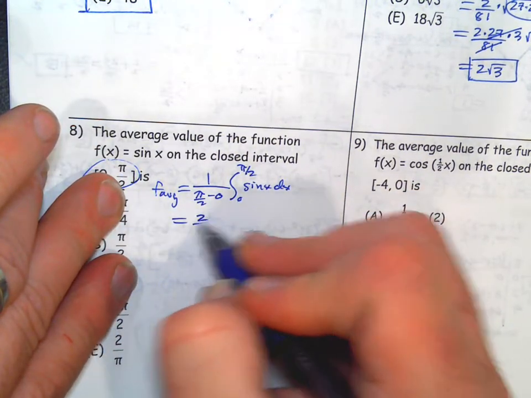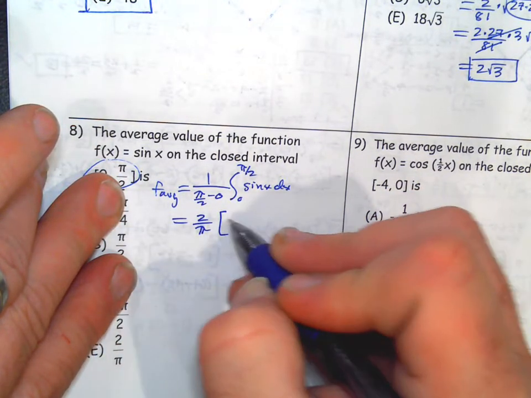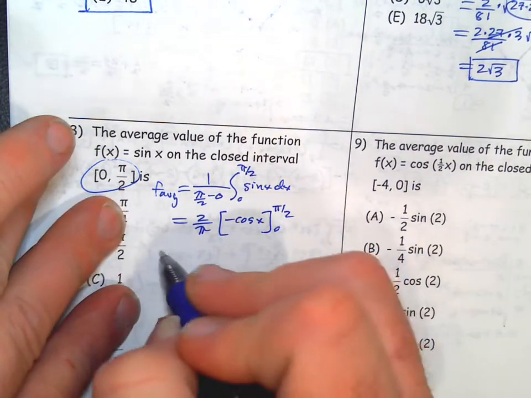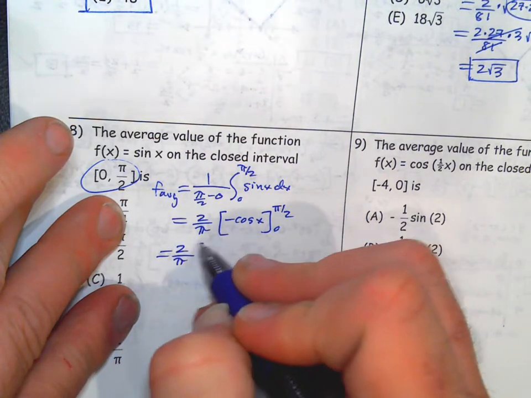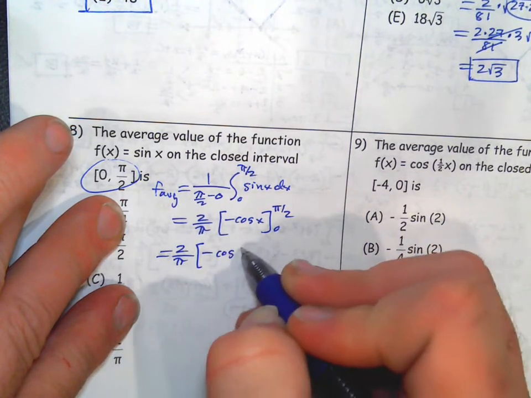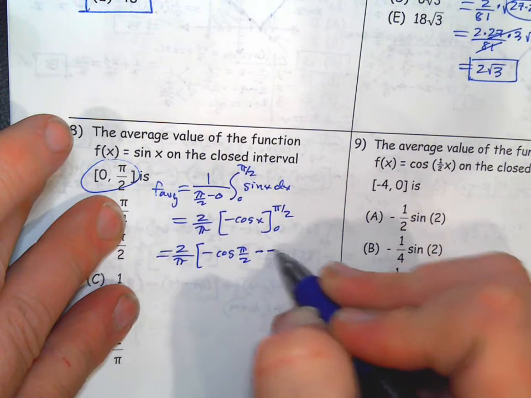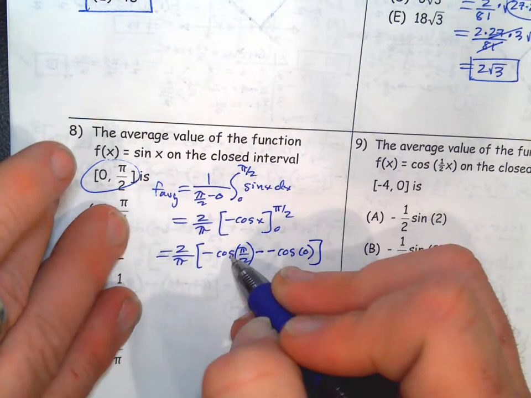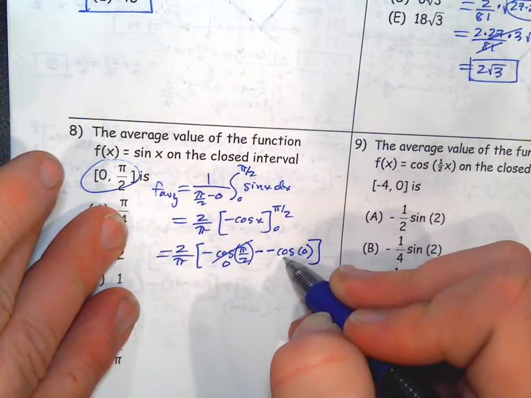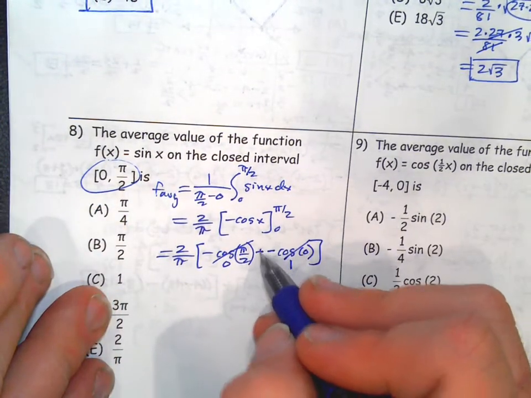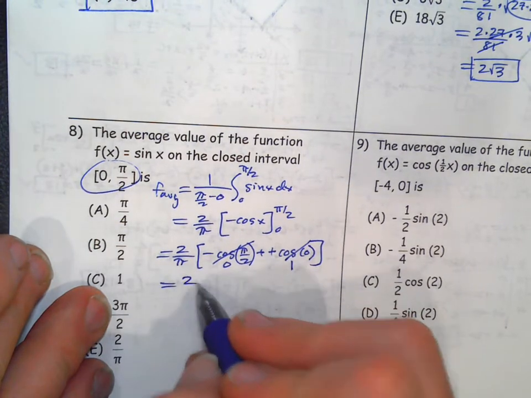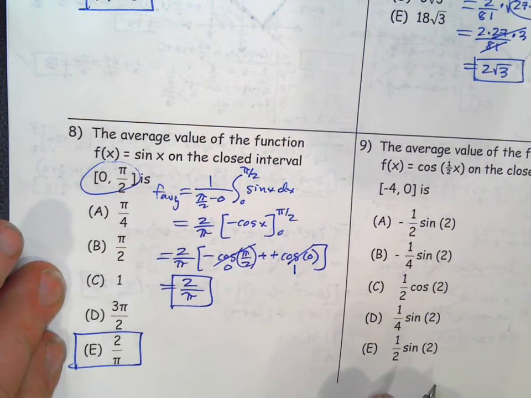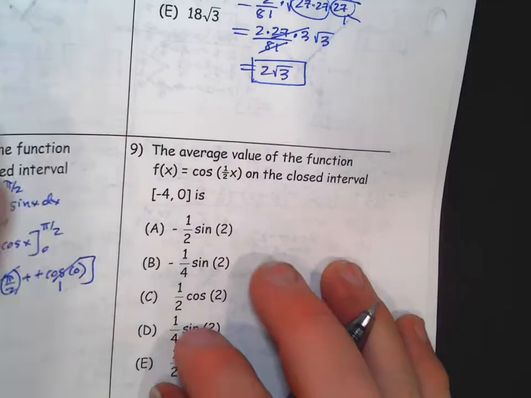So this is going to end up being 2 over pi. It's going to be negative cosine, the antiderivative, from 0 to pi over 2. So we get negative cosine of pi over 2 minus negative cosine of 0. Cosine of pi over 2 is 0. Cosine 0 is 1. But there's a negative, so it's going to be positive. It's going to be 2 over pi. There we go.